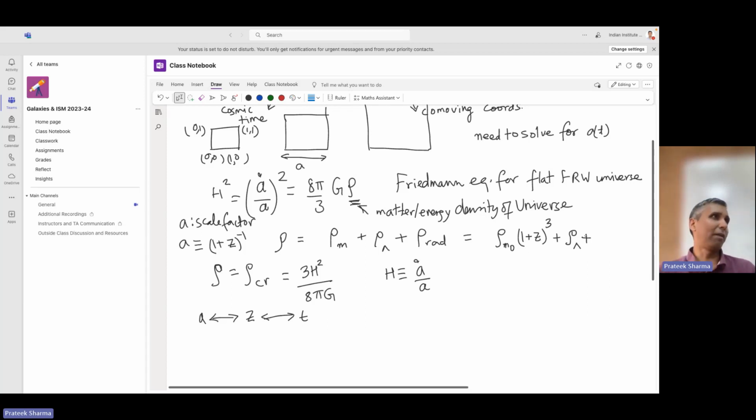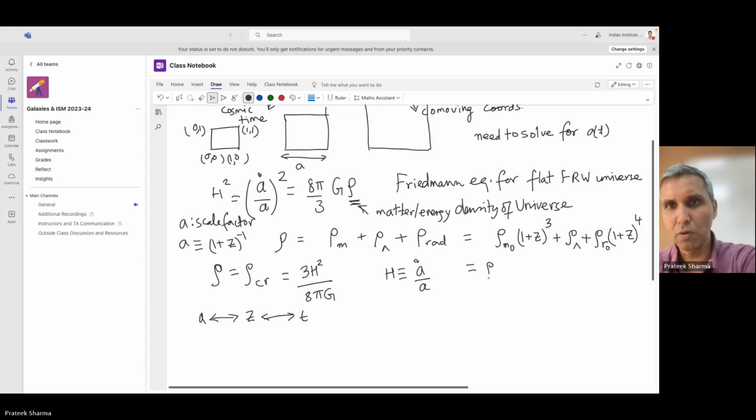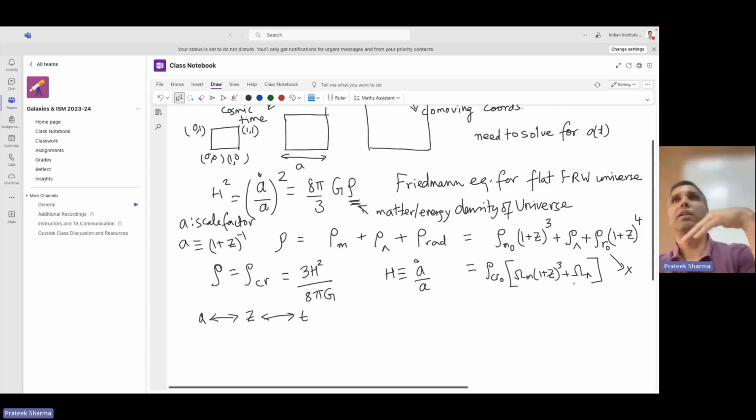T to the 4 for a black body. So it goes like 1 plus z to the 4. So this is rho r naught times 1 plus z to the 4, right? And so this can actually be written as rho cr naught. The total density now is equal to the critical density of the universe now times omega matter 1 plus z cube plus omega lambda. And we can ignore this radiation term for most practical purposes.